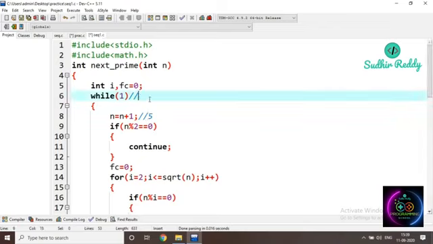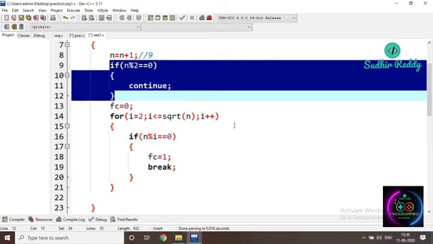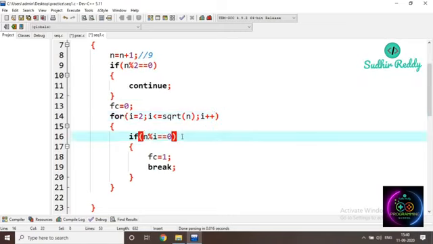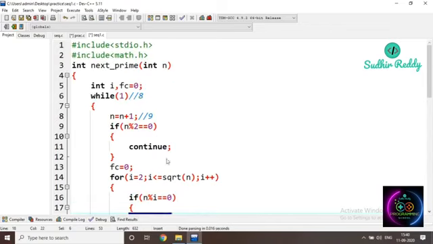For example, this value is 8. Now after 8 it is going to be 9 here. 9 is not an even number, and I am considering here, is 9 divisible by 2? No, not at all. Then it is going to check, is 9 divisible by 3? Yes. 9 is not a prime number, right? That's why I am going to throw it out as it is not a prime number. Then I am going to consider 9 plus 1, it is going to be 10. Is 10 an even number, right? Yes, it is an even number. Then again it is going to continue, and it is going to be 11 now.